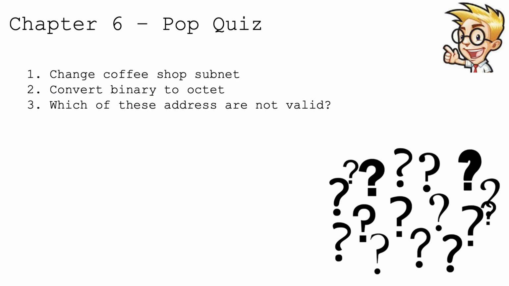And you made it to the end. Good. So usually we do a pop quiz. So let's read them. Number 1, change the coffee shop subnet. We had a coffee shop and the different 3 subnets, and I wanted you to make 6. Did you do that? We can practice it. Okay. 2, convert binary to an octet. You absolutely need to know how to do that for the Network Plus. And 3, which of these addresses are not valid? Okay, so let's do number 1.